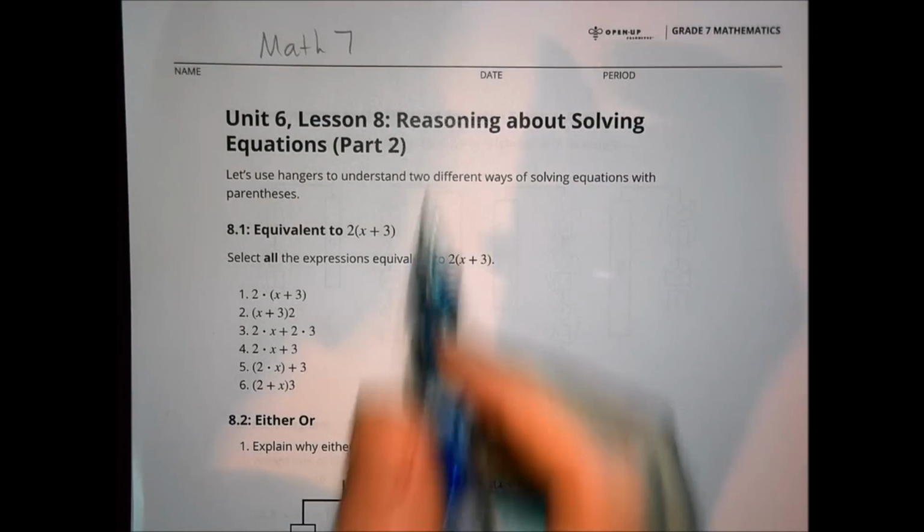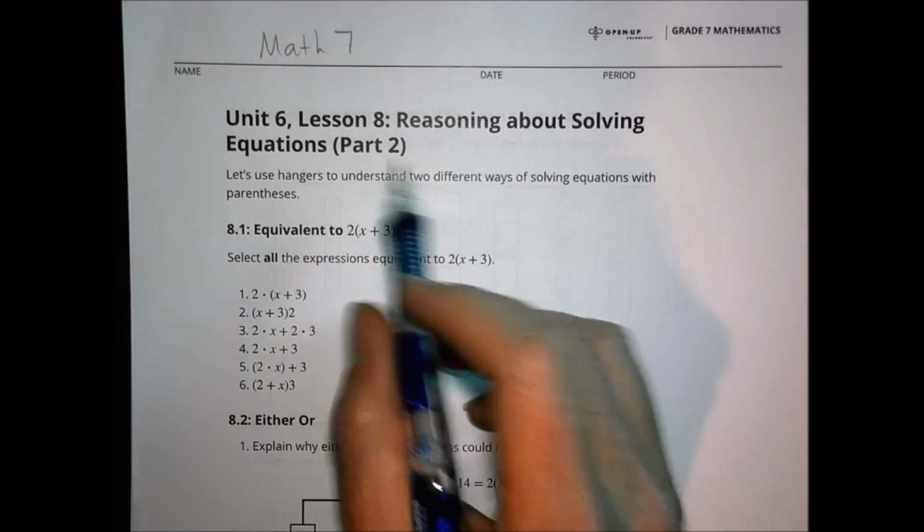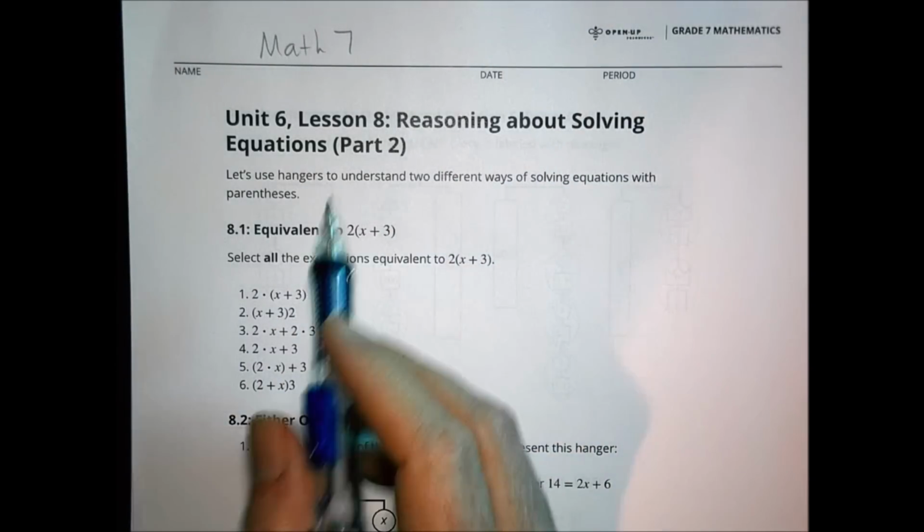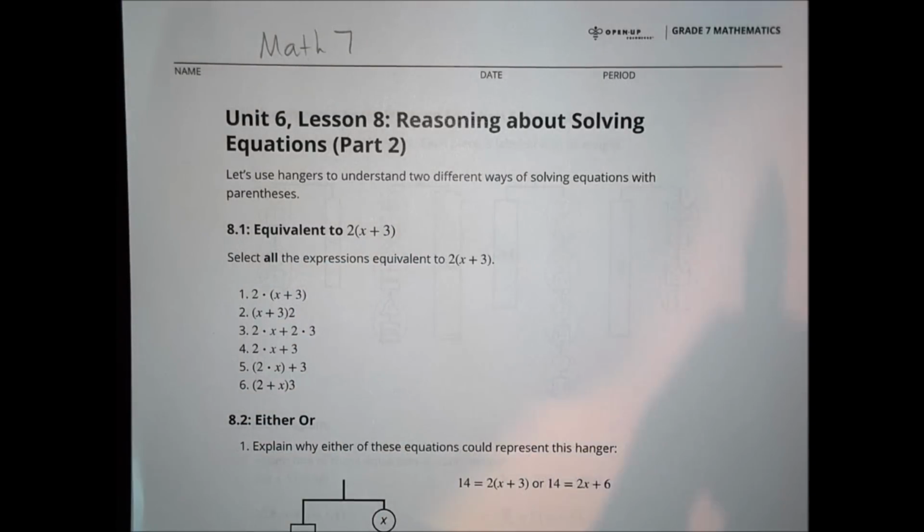Hi there, this is Math 7, Unit 6, Lesson 8, Reasoning about Solving Equations, Part 2. And we're still going to be using hangers today to understand two different ways of solving equations with parentheses.